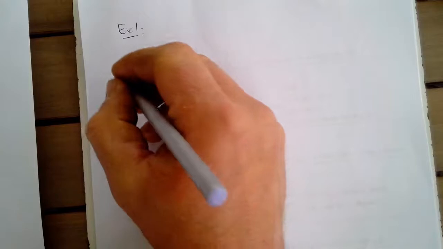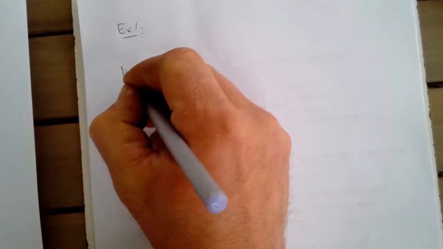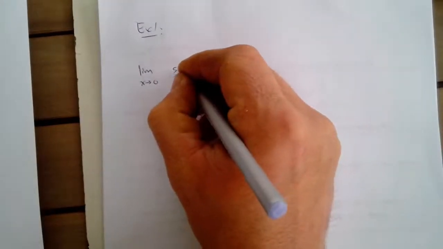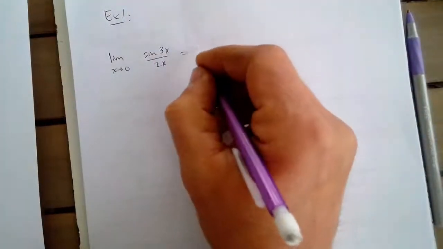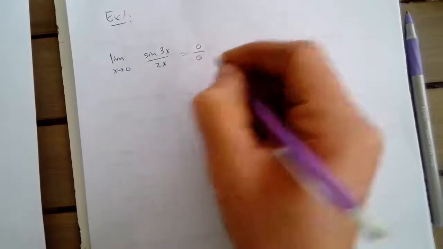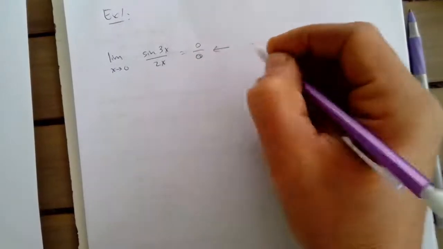Techniques we've seen for doing that is trying to reduce it. Sometimes we've rationalized the numerator, the denominator, but what if we had something like this? The limit as x approaches 0 of the sine of 3x over 2x, okay? If we just do a direct substitution, we would get sine of 0, which is 0, over 0. So again, remember 0 over 0 tells us we're missing something.